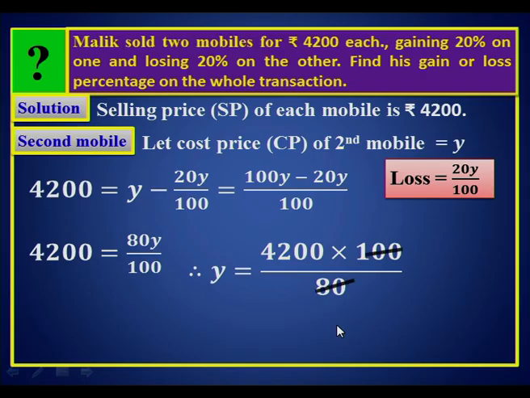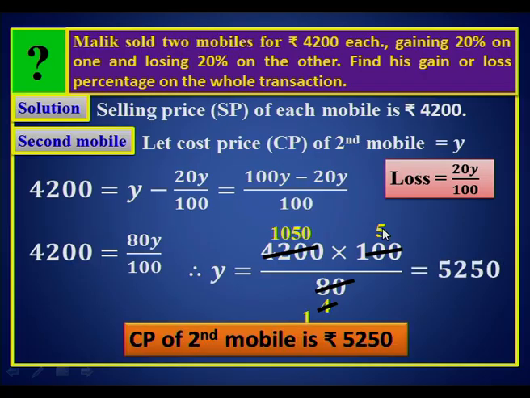Again on simplification, 20 goes 4 times in 80, whereas 5 times in 100. Again on simplification, 4 goes 1 time here, and in 4200 it goes 1050 times. Now, what is left, children, here? 1050 into 5. So, what do you get? Yes, we get 5250. This is the cost price of the second mobile.